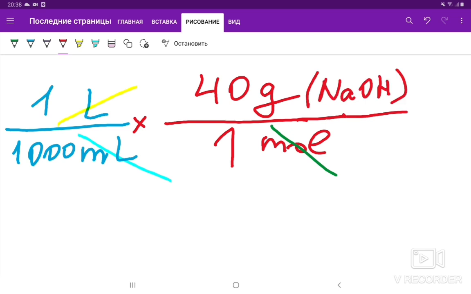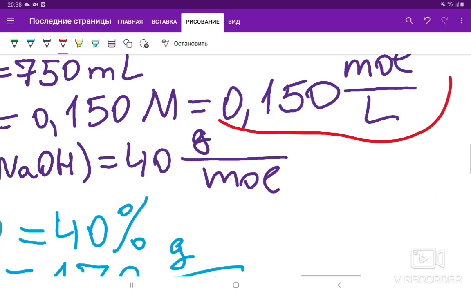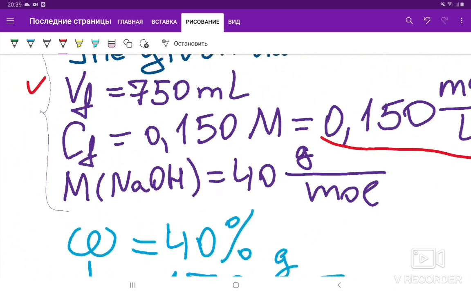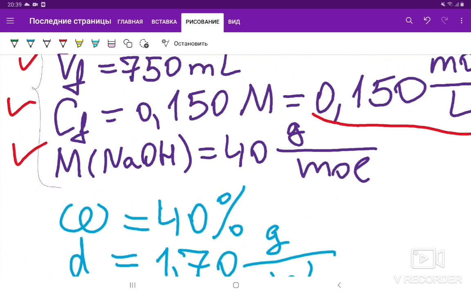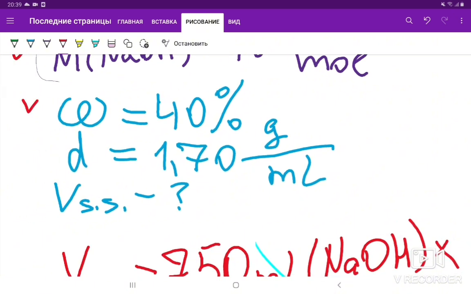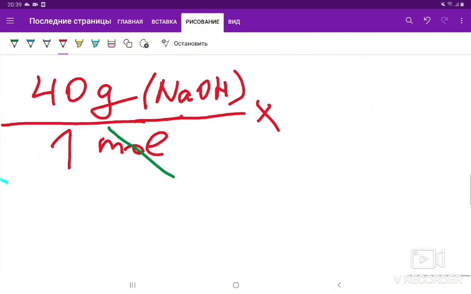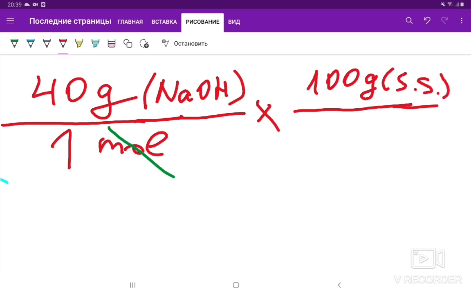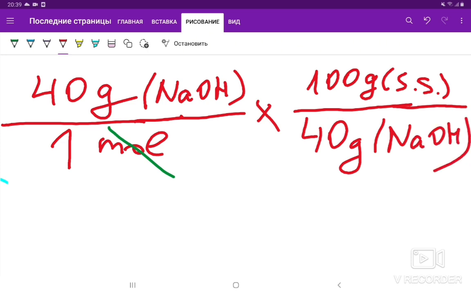After that, we multiplied by what? Let's see what we have. We finished. We used all this data. Now we have omega, which is 40%. 40% means that in 100 gram of stock solution we have 40 grams of sodium hydroxide. So these grams here will simply cancel each other. We need to cancel it as well.